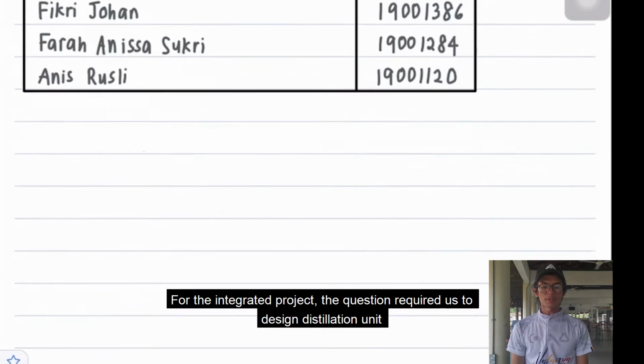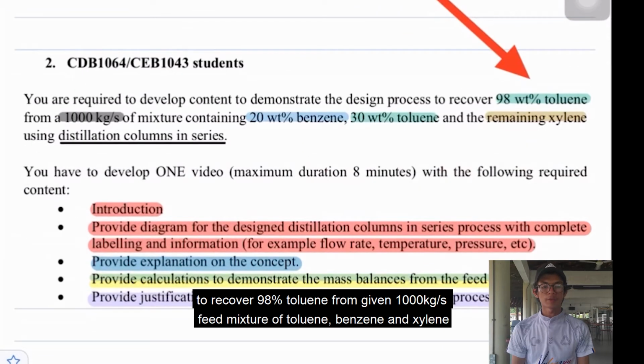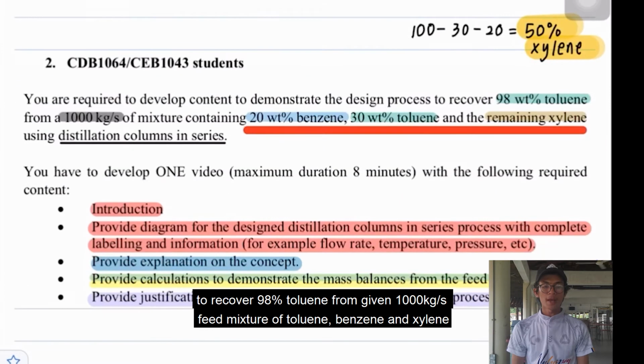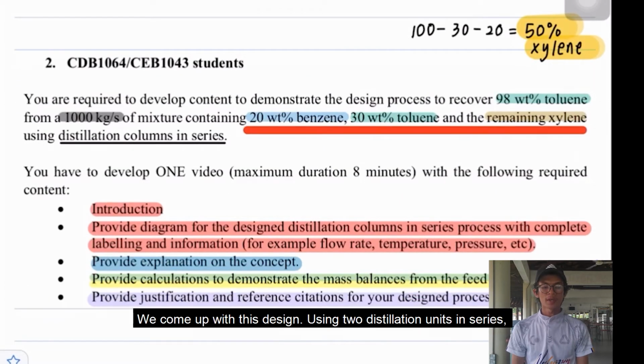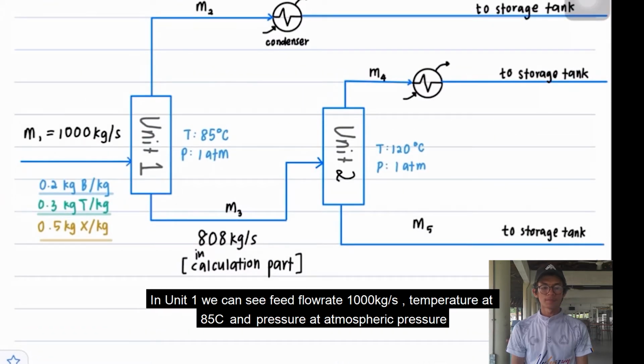For the integrated project, the question required us to design distillation units to recover 98% toluene from a given 1000 kg per second feed mixture of toluene, benzene and xylene. We came up with this design using two distillation units in series.